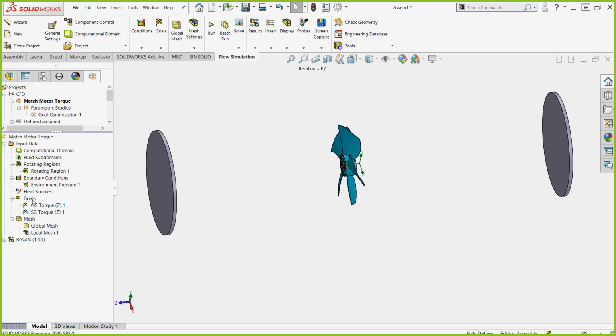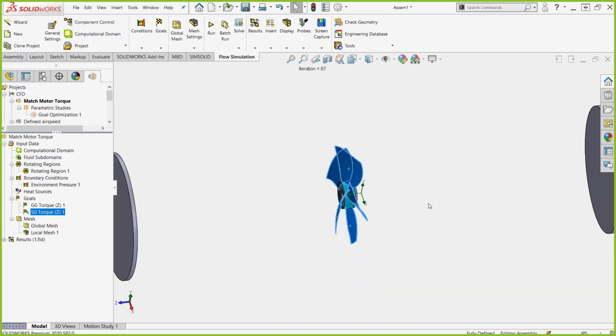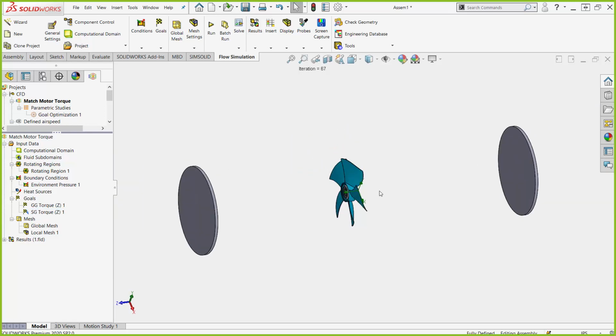So, using goals inside of Flow Simulation, I can measure not the motor torque, but the torque on the fan itself because of the fluid. So when I have the torque of the fluid matching the torque produced by the motor, then I know this is likely what the RPM of the fan is going to be. Okay? Now, if you want to set up these torque goals yourself, you can see that I set up 2 of them. One of them is a global goal. So that's the torque from every single face in the entire assembly, including the wind tunnel.